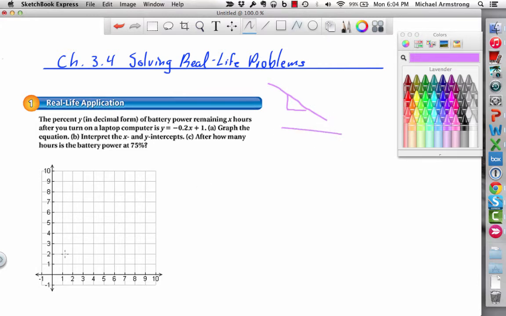So time is obviously this bottom. This is the x-axis, our time. And I guess that's x hours. That's why they gave us x. And then they said percent y, and what we've got here is in decimal form. So what I want you to think about is that we're going to go up to 100%. And 100% in decimal terms is 1. So instead of 10, we're going to just call this 1. And 90% is 0.9, right? And 80% is 0.8 and so on.